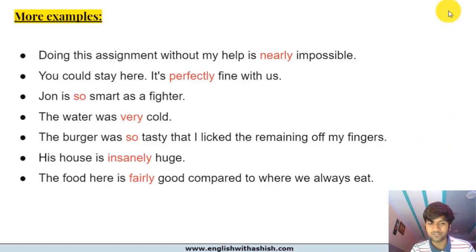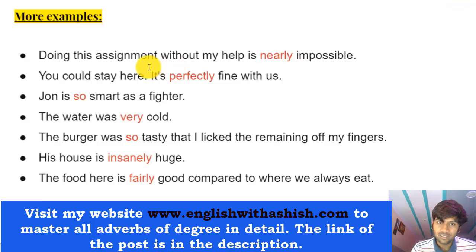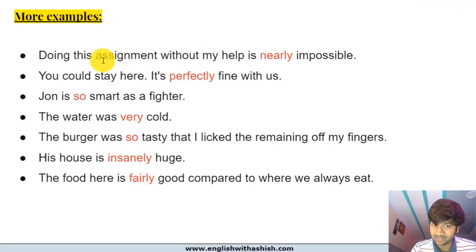And apart from these adverbs, the remaining ones are adverbs of degree that modify adjectives and adverbs, right? These are some examples. Doing this assignment without my help is nearly impossible. So impossible is the adjective, nearly is the adverb of degree, talking about to what degree this is true. It's nearly impossible. So I'm not calling it entirely impossible. It's close to impossible. Let's say nearly means 80%, 70%.